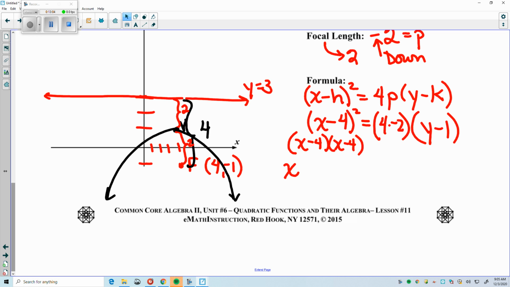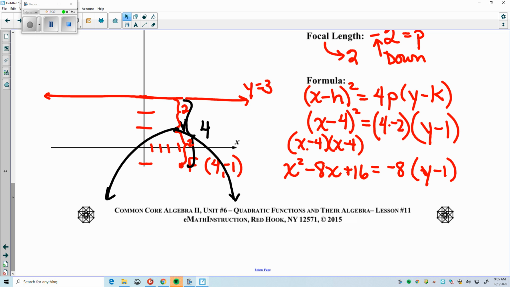Okay, so our first terms would give me x squared. Outside terms gets me -4x. Inside terms gets me -4x. So if I combine those, that's a total of -8x. And then my last terms would give me a positive 16. Over here, I have -8 times (y minus 1). Okay, so again, we're trying to get y by itself.